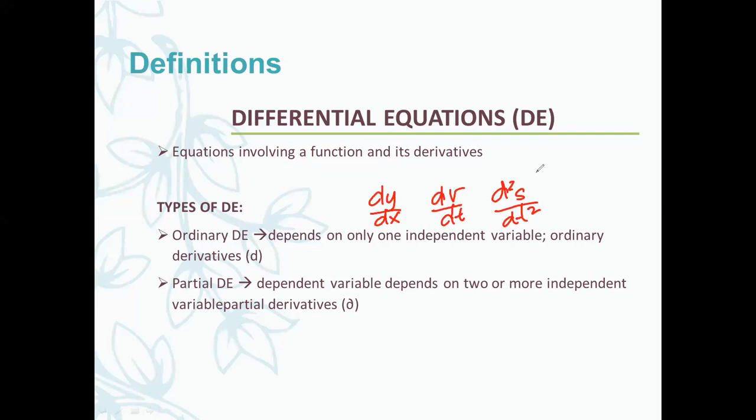So this is ordinary. Your differential equation is referred to as an ordinary differential equation if the derivatives you're seeing are something like this. Now, whenever you see this symbol, like this, this is already a partial differential equation. Why? Because this is referred to as the curly D. Most faculty call this the curly D. So it's easy to tell that your DE is a partial DE if you see the curly D.